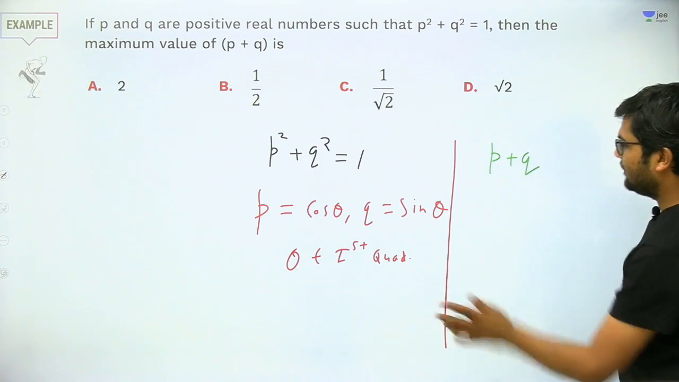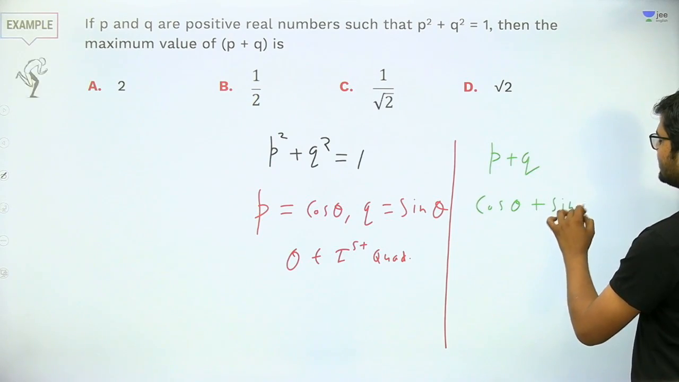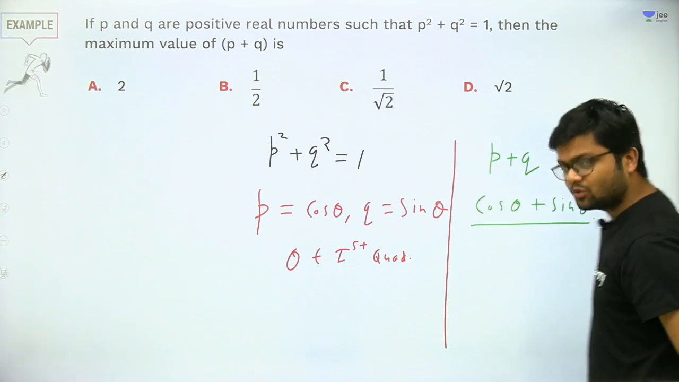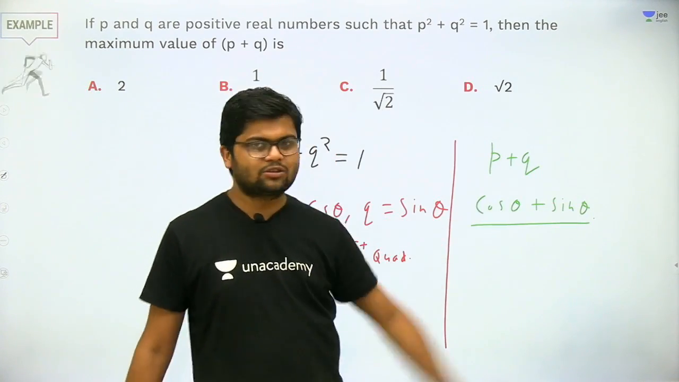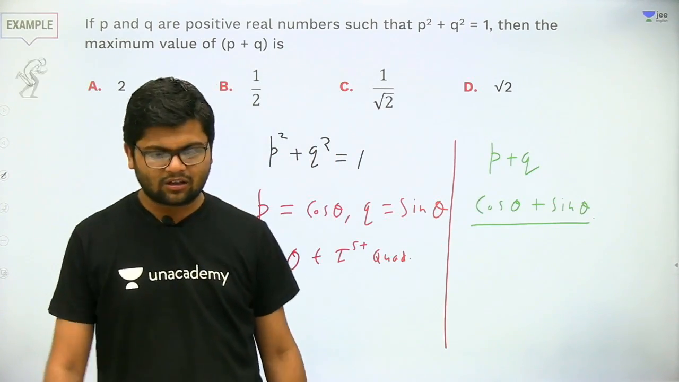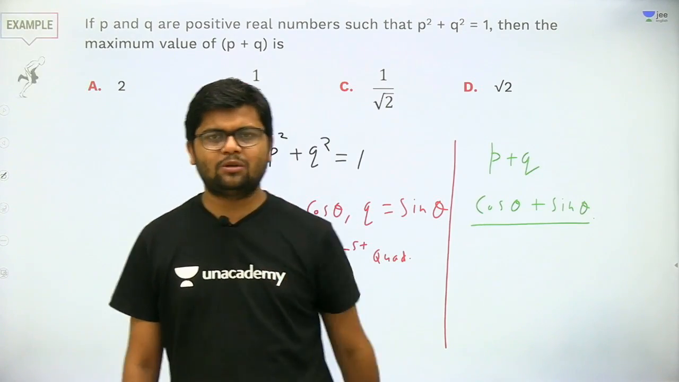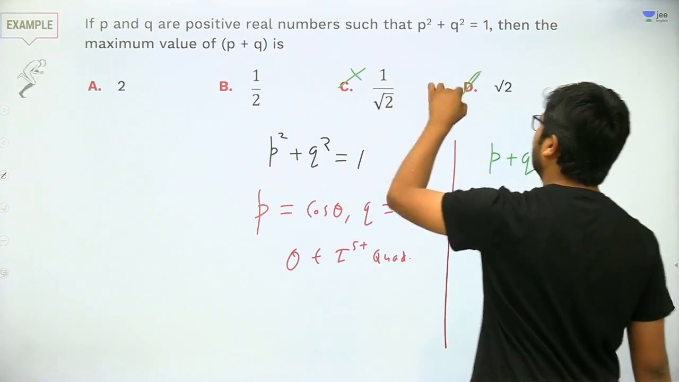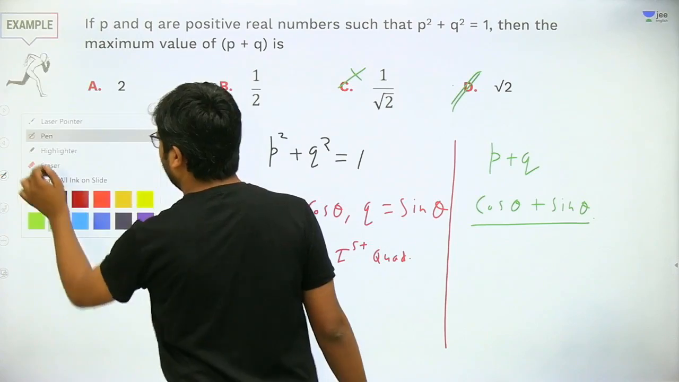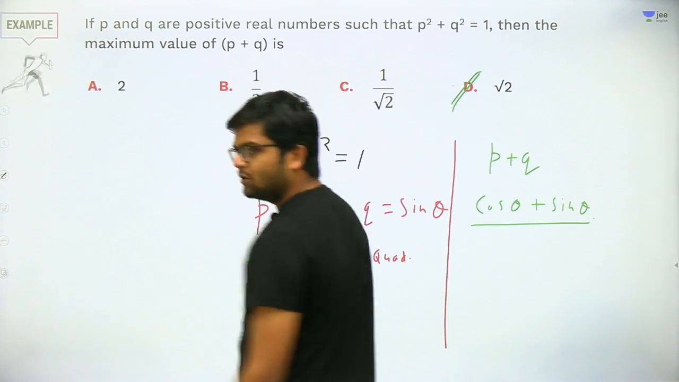Got my point? Now p plus q becomes what? Cos theta plus sin theta. Now this expression has range minus root 2 to root 2. Since theta belongs to first quadrant, this is positive, so only positive values will be allowed. So the maximum possible value of this function will be root 2. D is the answer. Got my point? Maximum possible value will be root 2, which will come at angle theta equal to pi by 4.